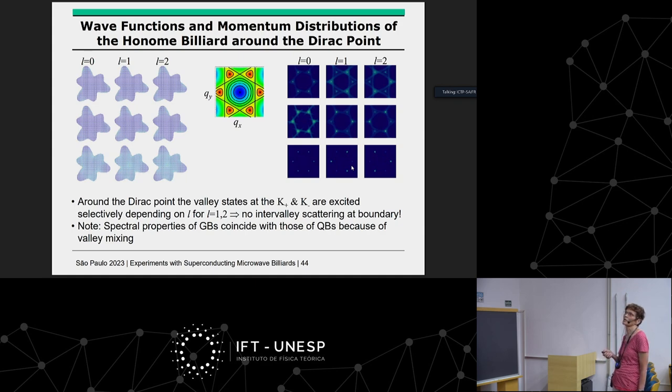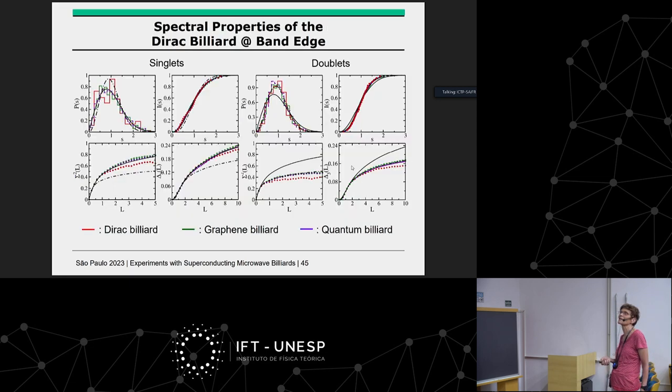And here I just show, around the Dirac point, the momentum distribution. I separated by symmetry class, so here we separated by L equal to 0, 1, and 2. When you look at the momentum distribution, you see that for L equal to 1 and 2, they are only non-zero on one pair of Dirac points, either on the K point or on the K prime point, or K minus and K plus point. That is, in this case, you don't have this intervalley scattering which leads to GOE statistics in the graphene billiard. However, in this case, we have these L equal to 1 and L equal to 2 symmetry classes, and there you expect GUE. So we don't know whether we see GUE because it's a graphene billiard or because of symmetry properties. So this is shown here.